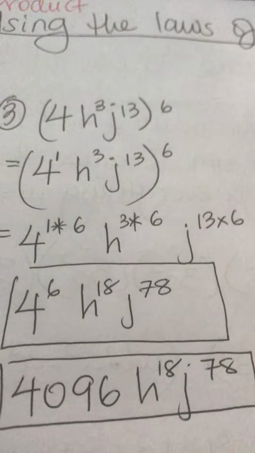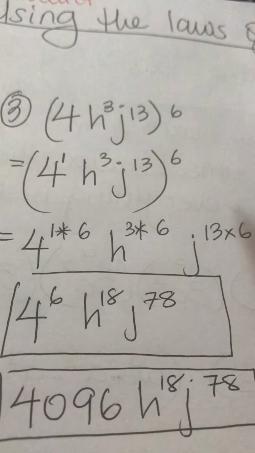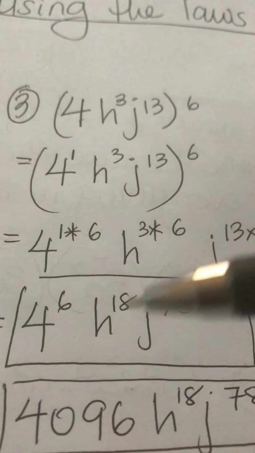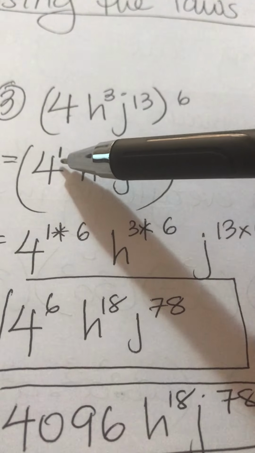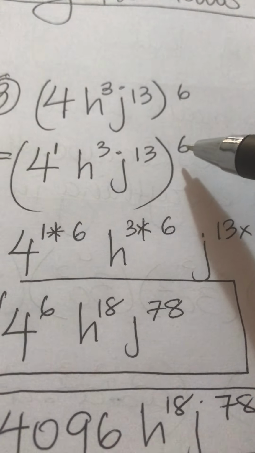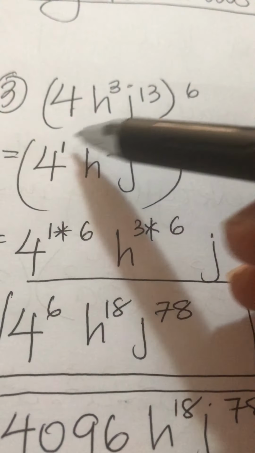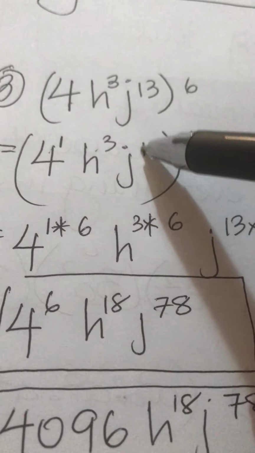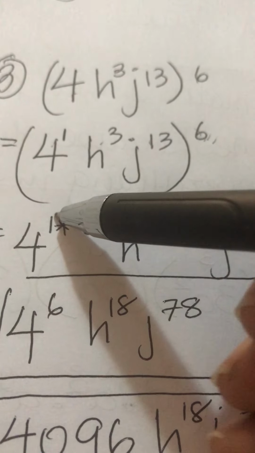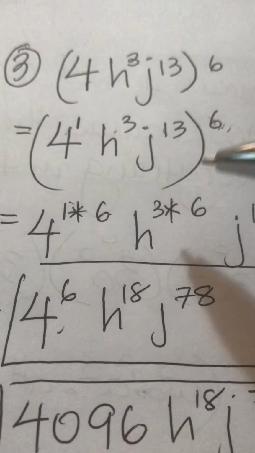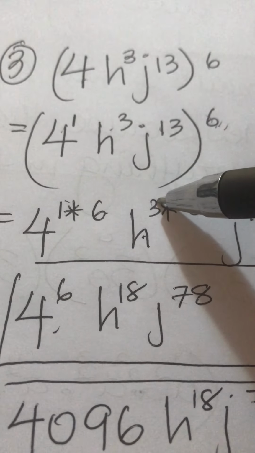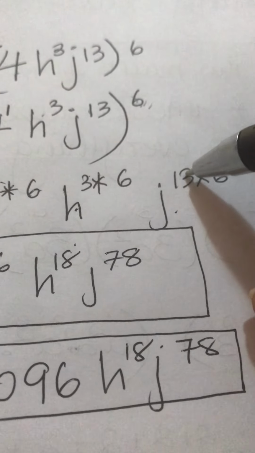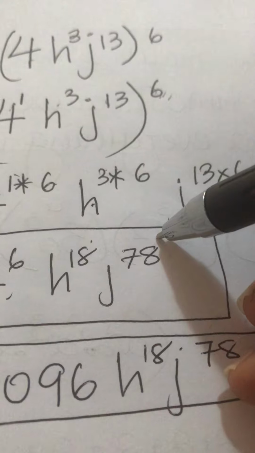And then we do this one. You confirm if everybody in the bracket has an exponent. You realize 4 does not have an exponent. If it doesn't have an exponent, you write 1. Okay? And then you multiply every exponent in the bracket with the 6 that is outside there. 4 to the first power times 6 is 4 to the 6th power. h to the third power times 6 is h to the 18th power. j to the 13th power times 6 is j to the 78th power.